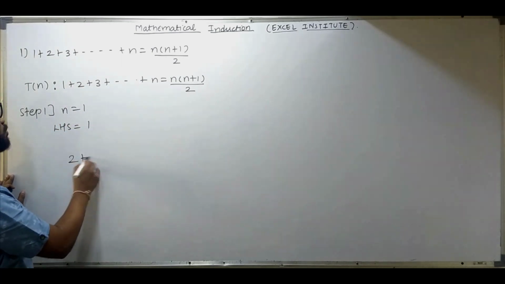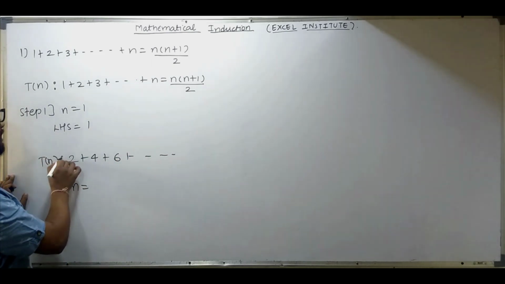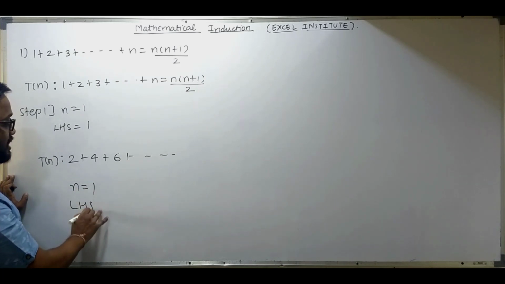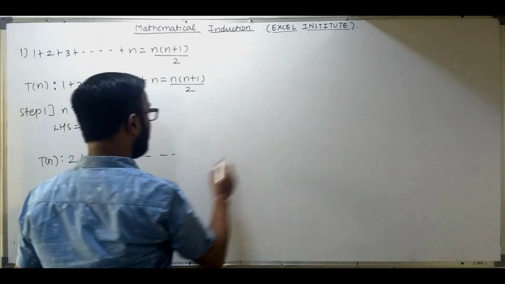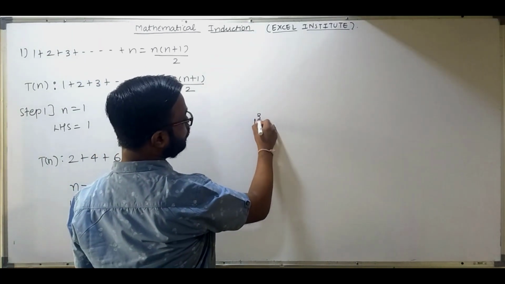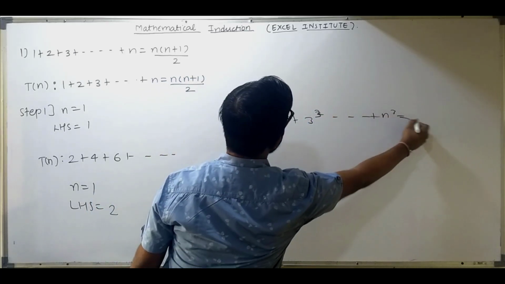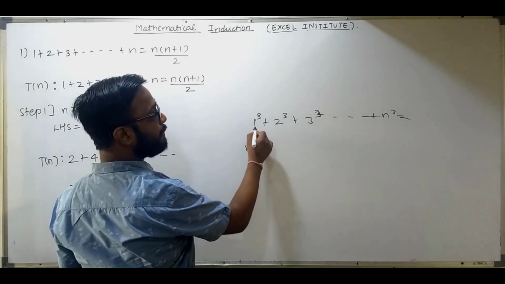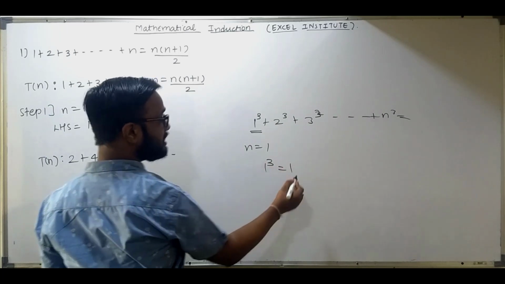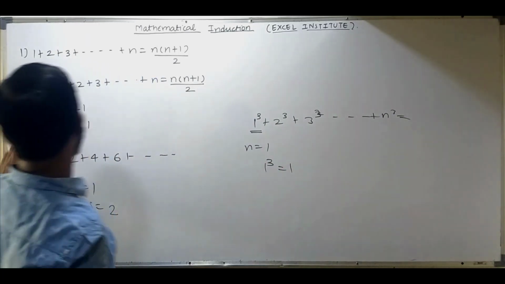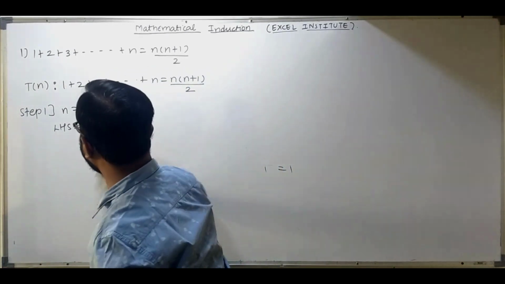Suppose it is like this: 2, 4, 6, like this. If this is T of n, and you take n equal to 1, then your LHS will be 2, because the first term is 2. Suppose it is 1 cube plus 2 cube plus 3 cube and so on, n cube, equal to something. Then n equal to 1 represents the first term, which is 1 cube, which is 1. So in this case n equal to 1 represents the first term, and the first term is 1 only.